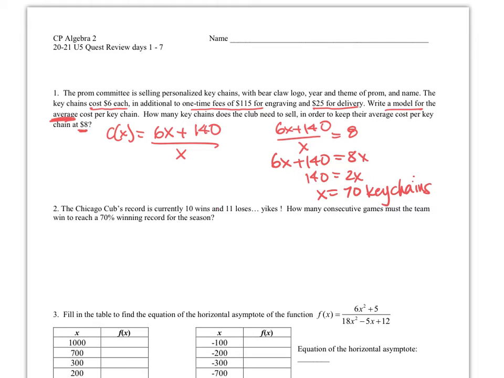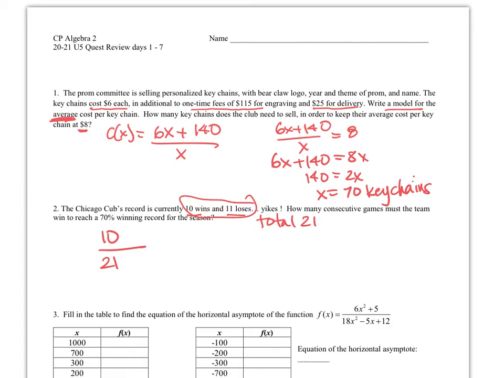All right, the next problem. The Chicago Cubs have a record currently of 10 wins and 11 losses. Not very good. How many consecutive games must the team win to reach a 70% winning record? All right, first thing we want to notice is that when we have our wins and losses, we know our total number of games, and this would be 21. So now we're going to have our wins, and we're going to have our total.